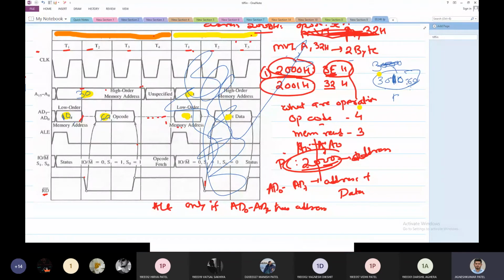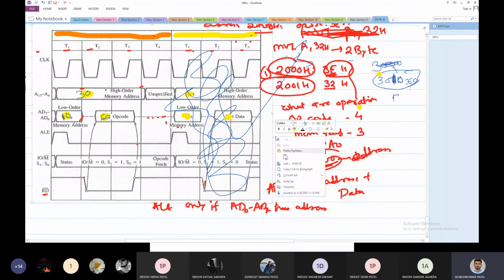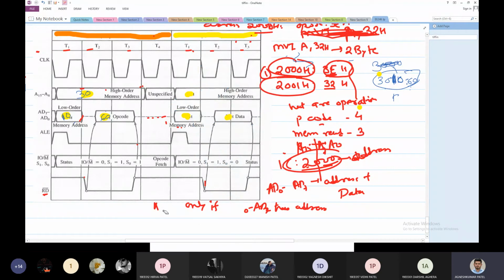In the same way, what changes in the memory read cycle? For an example, if the immediate instruction is 30, 11, 20, you'll write 30 over here, 11 over here, and 20 over here. That's all. So this is how you draw a timing diagram, and this is how things work inside your 8085.